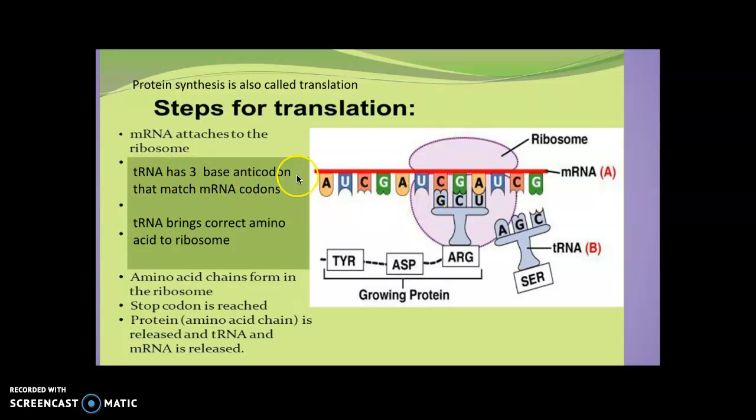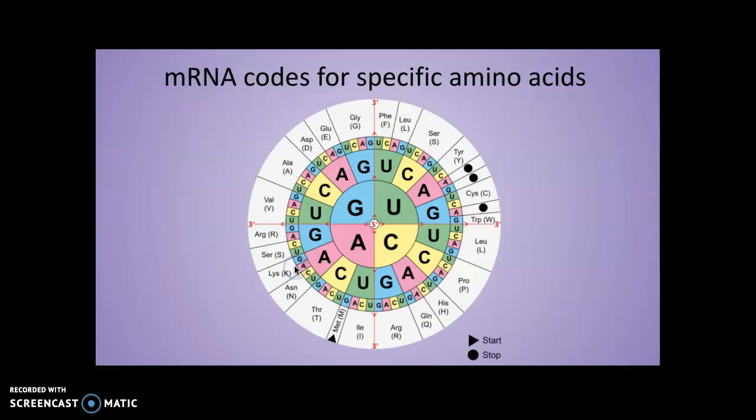The mRNA attaches to the ribosome. Then it starts bringing in these tRNAs to match up. G with C, C with G, A with U, of course, because the tRNA, which is right here, is made up of RNA. So of course it doesn't have a T, it has a U. Then the tRNA brings the correct amino acid to the ribosome, and then they match up until it reaches the stop codon, and then the ribosome will release the mRNA, and then it'll go for post-translational modification. This is how mRNA codes for specific amino acids.